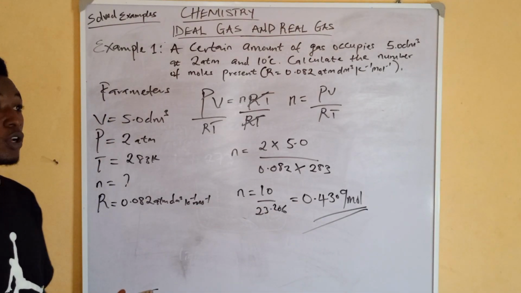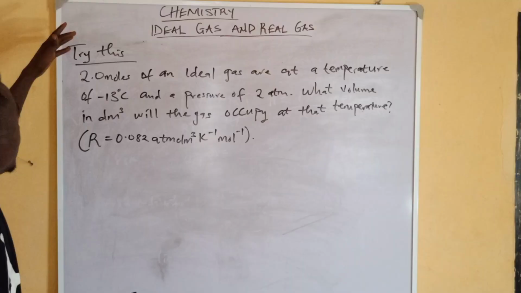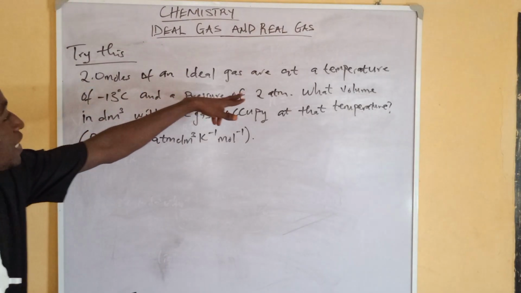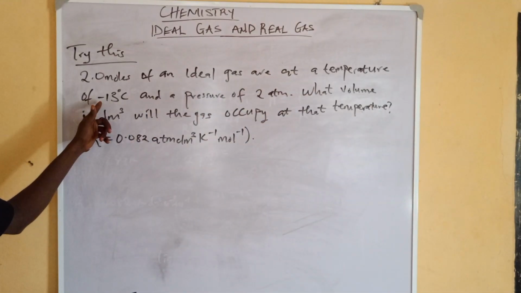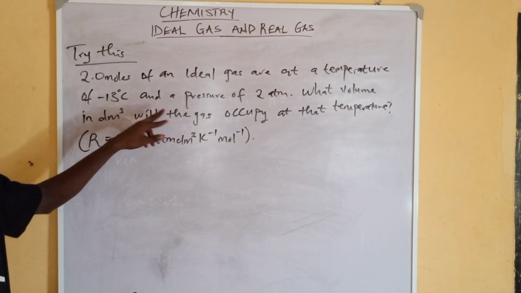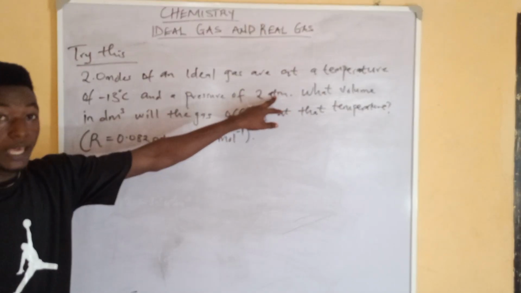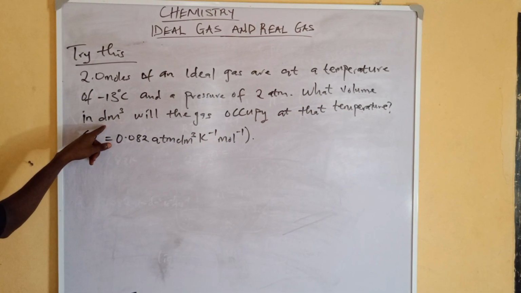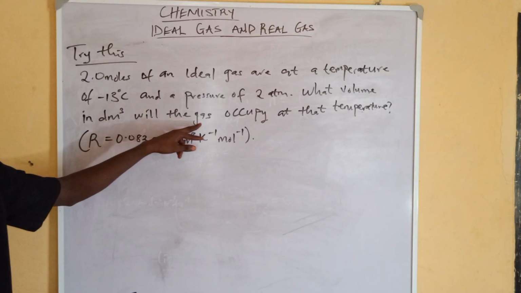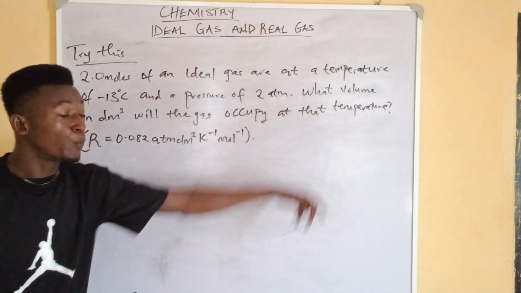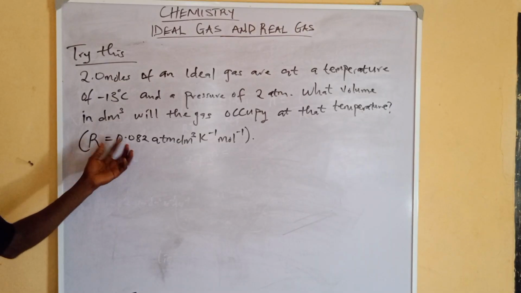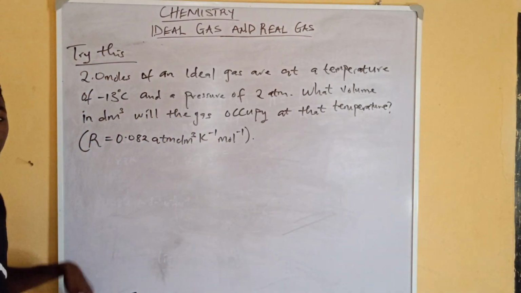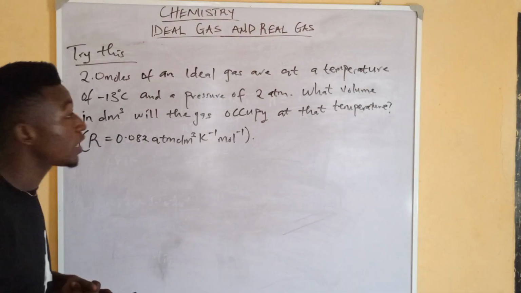All right, so the one for you to try: 2.0 moles of an ideal gas are at a temperature of minus 13 degrees Celsius and a pressure of 280 N. What volume in dm³, so you are expected to put your answer in dm³, will the gas occupy at that temperature? So you take your R, which is a constant, to be 0.0821 and all of that. So try this and put the answer in the comment section.